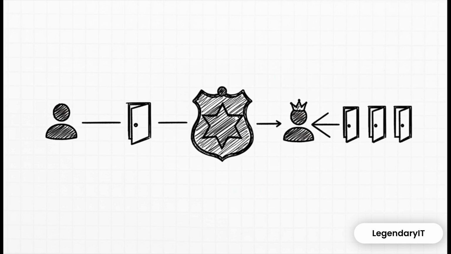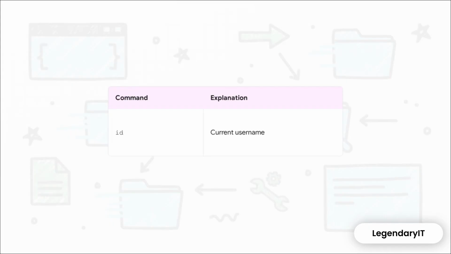Answering this is kind of like a detective flashing their badge for the very first time. And this command right here, this is our badge. All you do is type id and hit enter. And what it spits back tells you your username, your user ID, and maybe most importantly, what groups you belong to. Are you in the admin group or maybe sudo? This one little command instantly tells you your level of privilege and exactly where you stand in this new world.